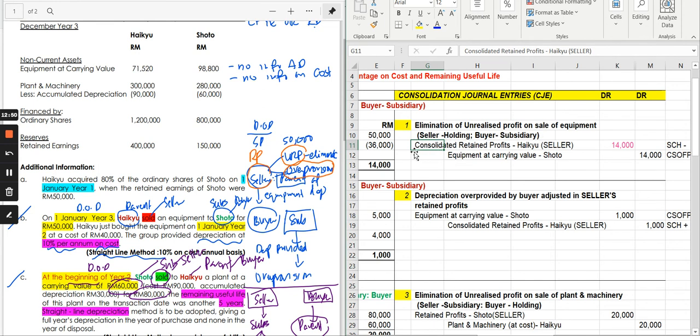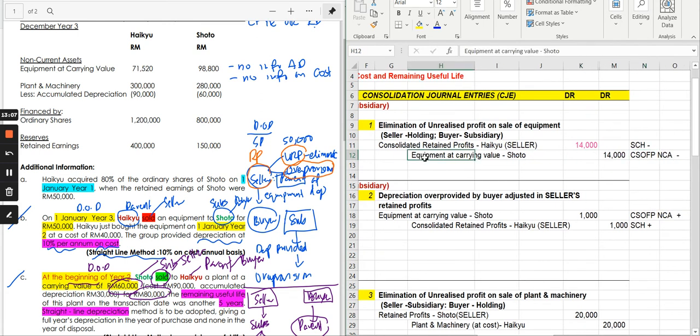So the seller is the holding company. We will remove the retained profit of the seller, which is the consolidated or group retained profit, 14,000, and it will be credited against the asset that was disposed, which is the equipment. The equipment is available at carrying value. So this 14,000 will impact your schedule to compute the group reserve, which is the group retained profit. When you debit, that will reduce your schedule. So I put there SCH, which stands for schedule, and that minus sign is for you to reduce.